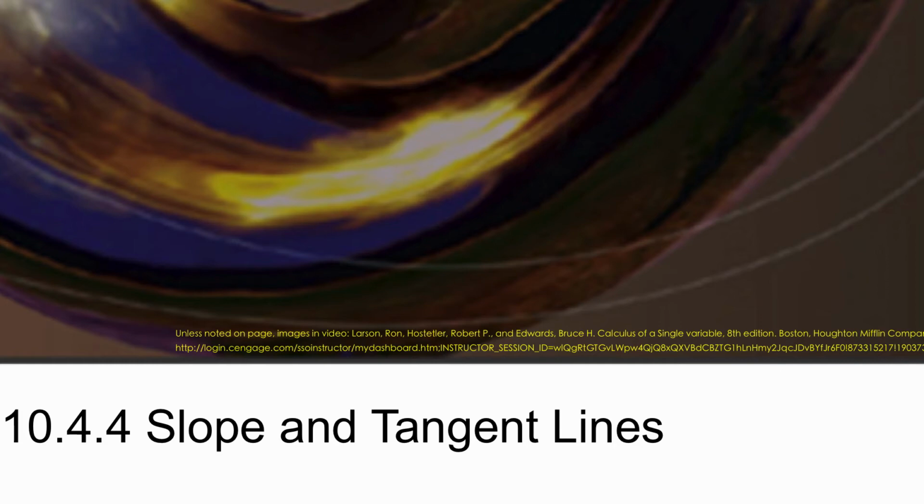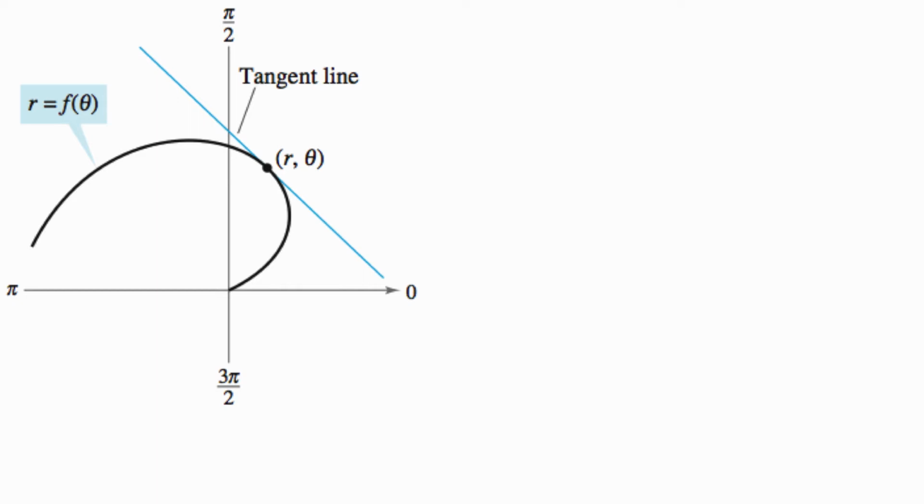Now let's talk about slopes and tangent lines in polar. Suppose I have some general curve, r equals f of theta, and I have a point (r, theta), and I want the tangent. And usually when I want a tangent, I want dy/dx. So let's see if we can come up with this formula.